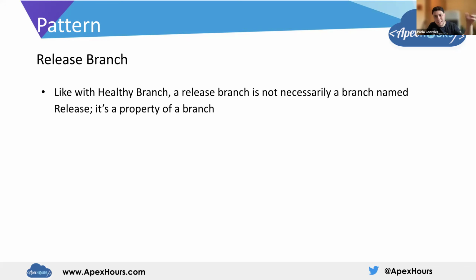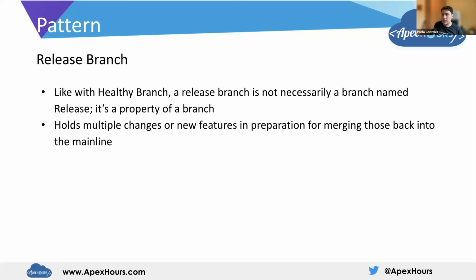Speaking of which, another pattern is a release branch, which, like a healthy branch, is not necessarily a branch called release. Yes, you could have a branch called release, but that's not what I'm saying here. A release branch is, again, a property of a branch. It's an attribute of any branch. The idea of a release branch is that it holds multiple changes or multiple new features in preparation for being merged into the mainline at some point.